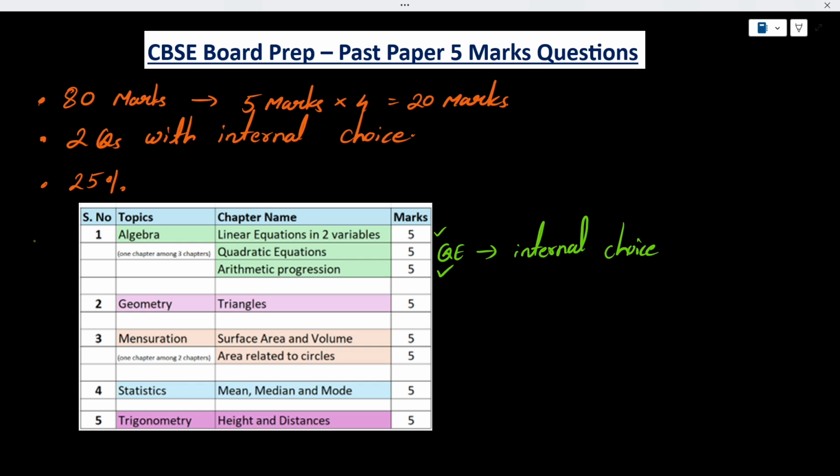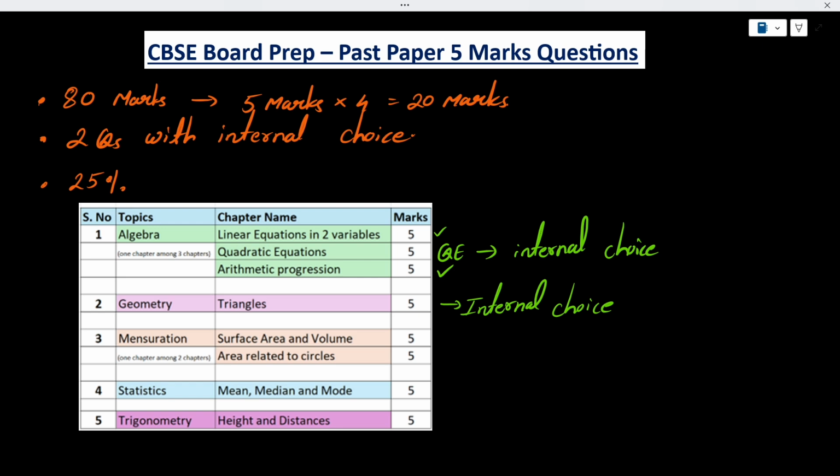Now you will see, so this is one question from algebra, 5 marker. Then another question can be, definitely it is there. Most of the time you will get one 5 marker from triangle, and in triangle there will always be internal choice. See, all these are tentative because it's a board paper. So based on the past paper and sample paper, I'm just sharing the format here, right? So in geometry, you will always have one question from triangle, and there will always be the internal choice.